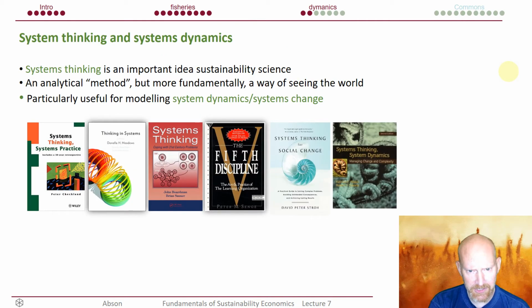So it's an important part of sustainability science. It can be thought of as an analytical method for modeling the world, but more fundamentally it's a way of seeing the world. So it's about seeing the world as a set of interconnected nodes and feedbacks and emergent properties and self-organization and complexity, which have to be embraced rather than understood by removing complexity by making things into small discrete units. And it's particularly useful for modeling system dynamics and system change. So dealing with a dynamic system like open ocean fisheries, system dynamic modeling is quite useful.